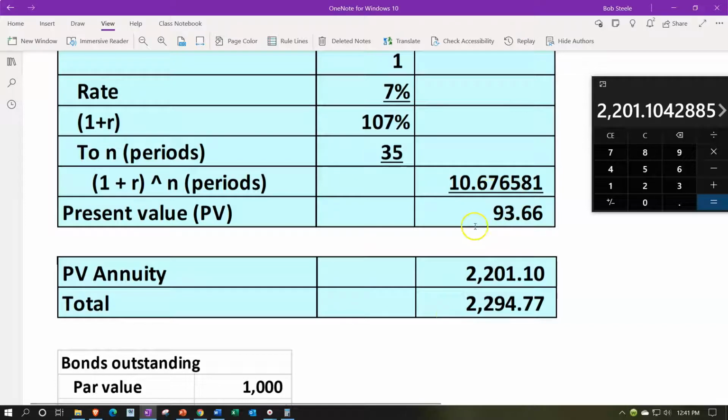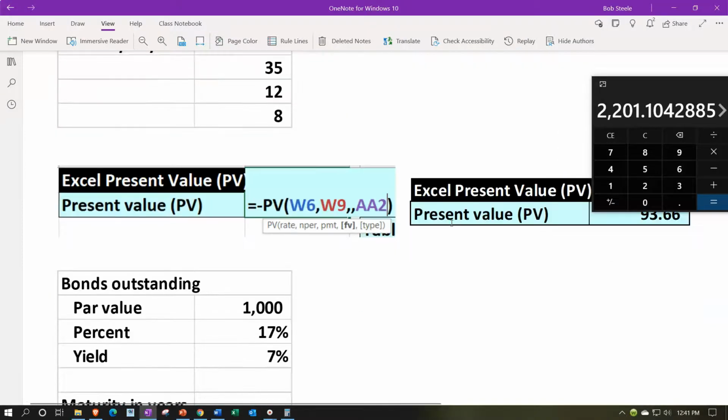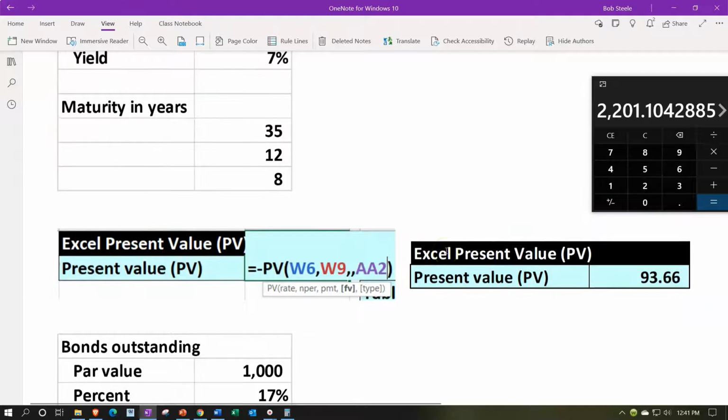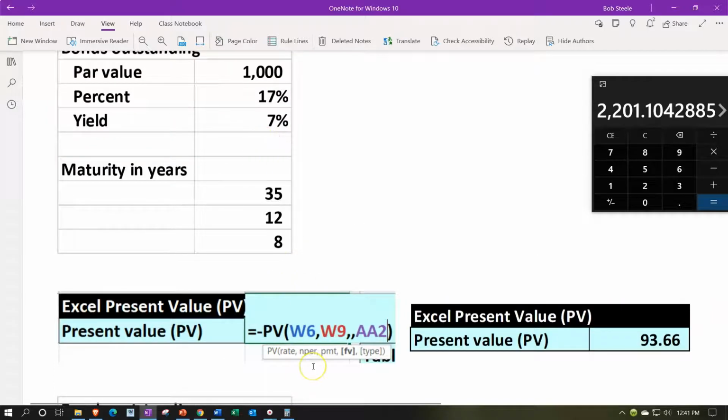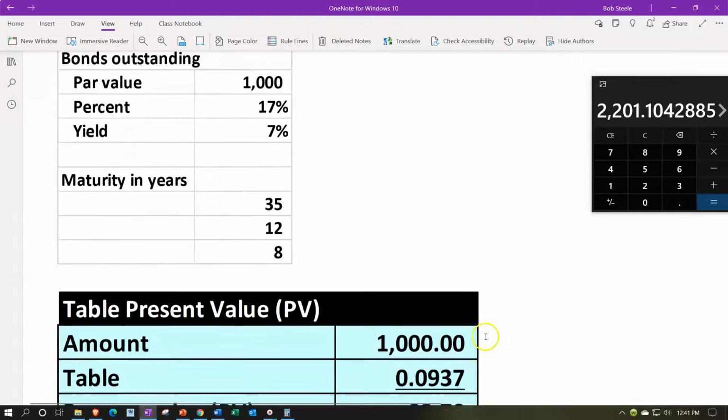Let's recalculate this portion, the .9366, a couple different ways. Next time, the easy way. This is the easy way, Excel way. This is negative present value. We're going to pick up then the rate, 7%, comma, number of periods. That's going to be 35 periods for the first one, comma, comma, because it's not an annuity. Future value, 1,000. That then, again, gives us .9366.